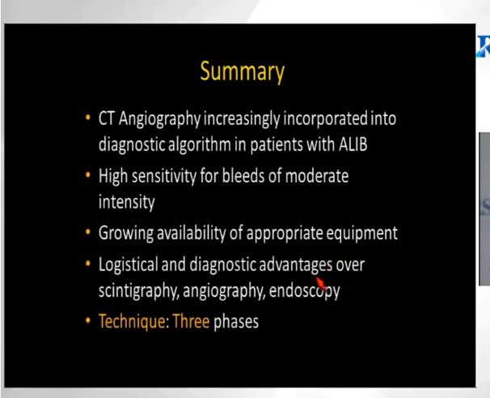So in summary, I hope to have showed you that CT angiography can be and is being increasingly incorporated into the diagnostic algorithm of these patients with acute, mostly lower intestinal bleedings. CT angiography has a very high sensitivity for bleeds of moderate intensity, clearly a growing availability of the appropriate equipment in all of our emergency rooms, and definite logistical and diagnostic advantages over angiography, endoscopy, and especially over scintigraphy. And in terms of technique, do remember that we need to acquire three phases.